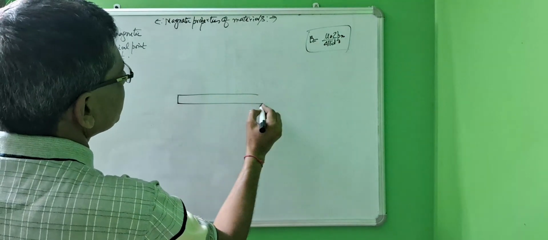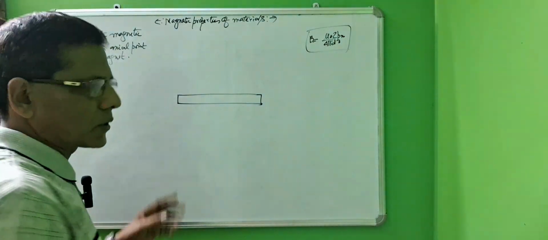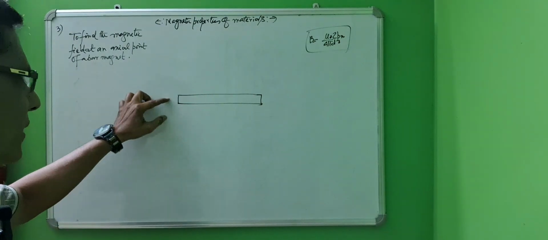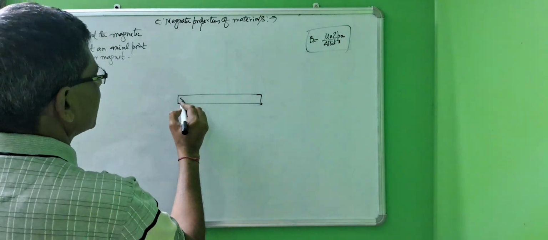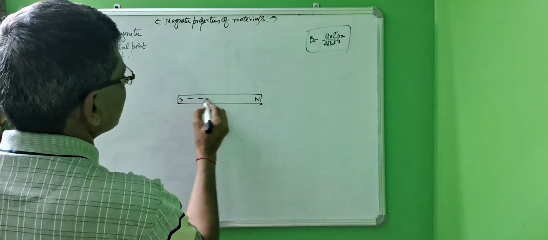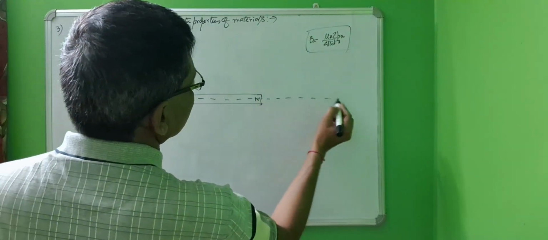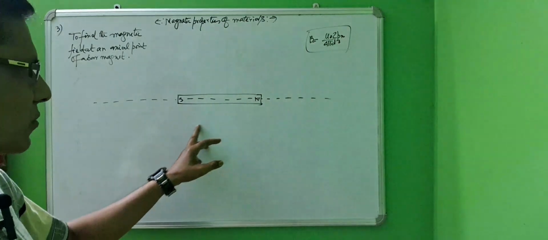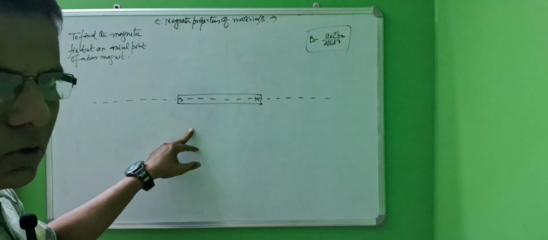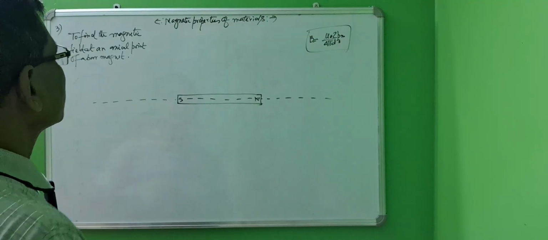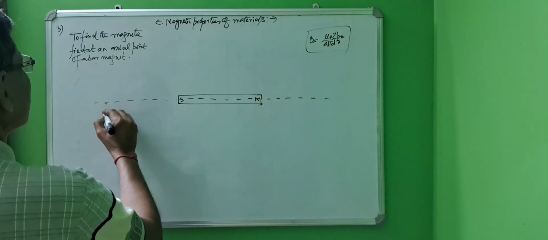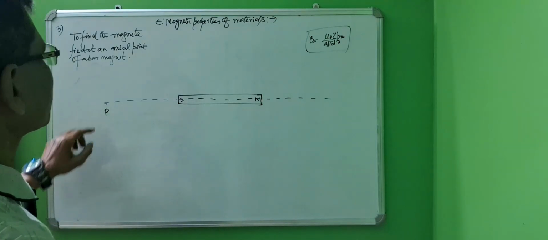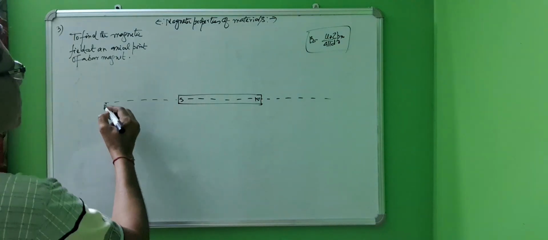Suppose this is a magnet. We are going to find the magnetic field at a point axially. Suppose this is S and this is N. This one is the axial axis, which is known as the magnetic axis. Suppose at point P we have to find the magnetic field.